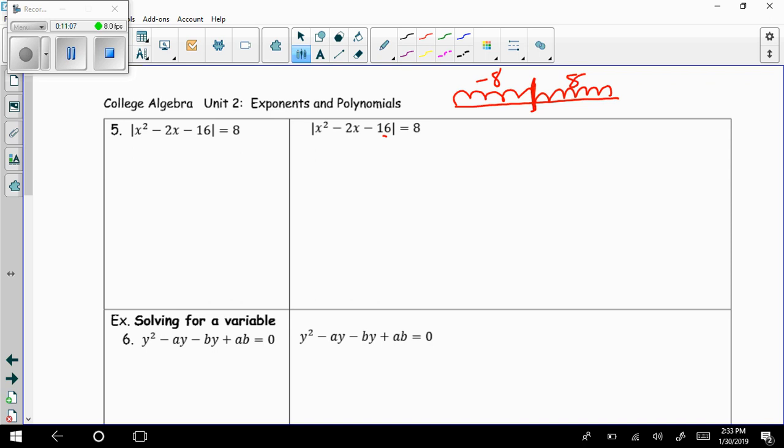So we have to figure out both our positive case and our negative case. So we do x squared minus 2x minus 16 is 8. But we'll also do x squared minus 2x minus 16 equals negative 8.